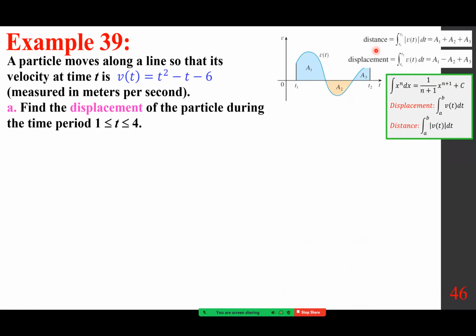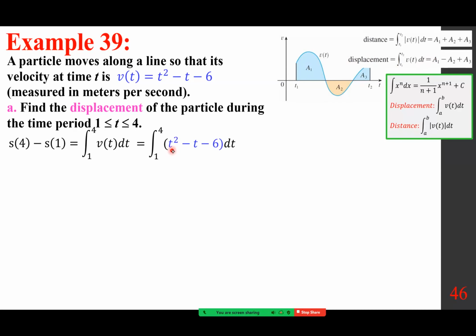So the displacement is just a simple integration. Distance is the absolute value. So displacement can even be 0 or negative. For example, the area of the top, if it's larger than the bottom, becomes positive, otherwise it becomes negative. You take the integral of that. It's a very simple case.